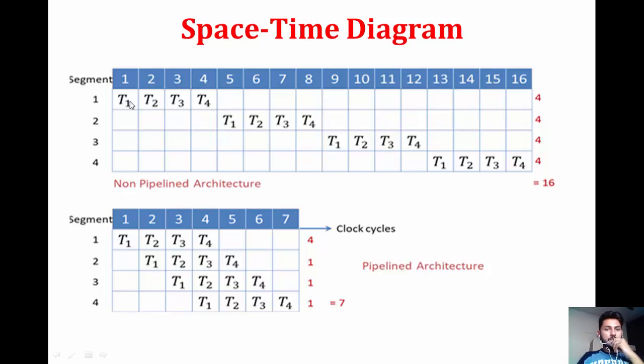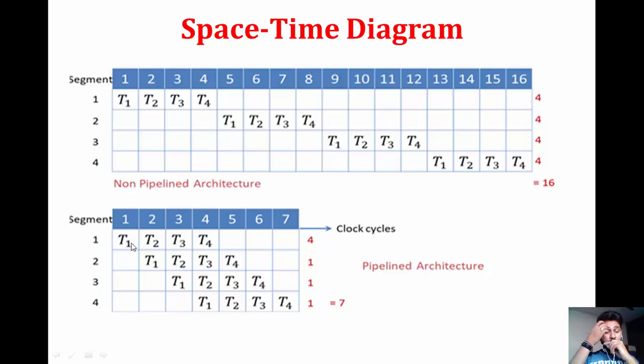At the 5th clock pulse, T1 will go to the second segment. In the same way, at the 6th clock pulse T2 will go to the second segment, then T3 and T4. At the 9th clock pulse, T1 will go into the third segment for further processing, then T2, T3 and T4 at the 10th and 11th pulses. At the 13th clock pulse, T1 will go to the last segment for execution, followed by T2, T3, T4. So the total time to complete all 4 tasks is 16 clock pulses, right?